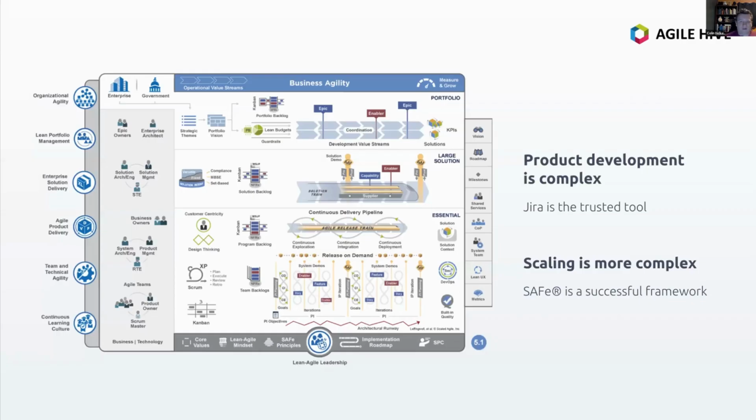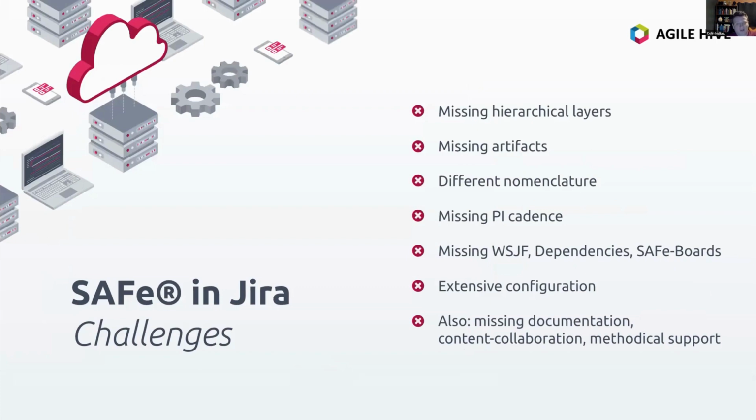A little bit of background of why Agile Hive is needed and where we're coming from when we developed this. Product development's complex. I think we all know that. Jira is a trusted tool. I think we all know that as well. Scaling is also more complex, and that's where SAFe comes in. SAFe is a successful framework. So the idea: put SAFe inside Jira. Great idea, but there are some challenges.